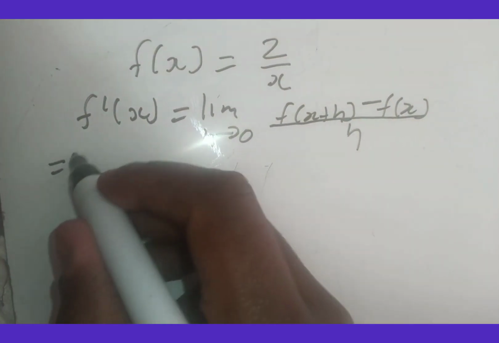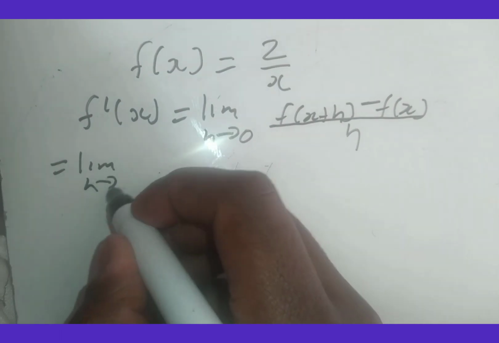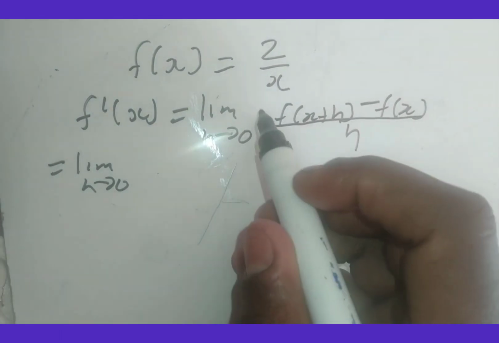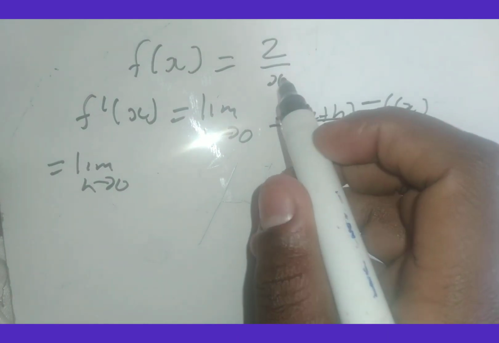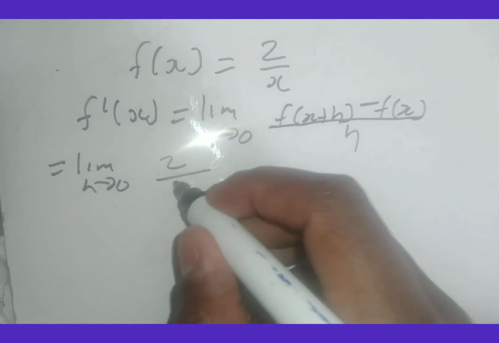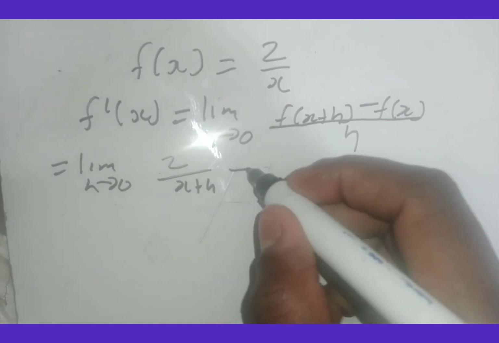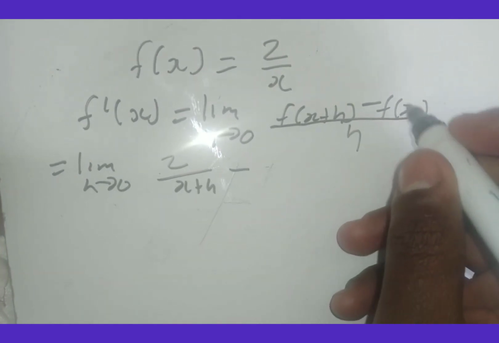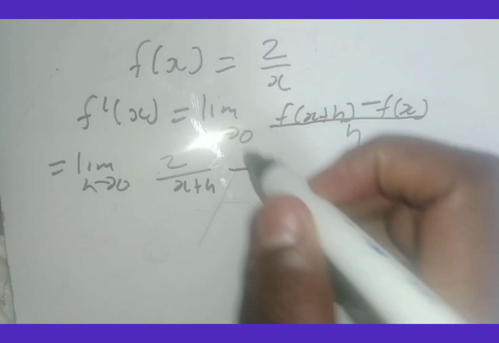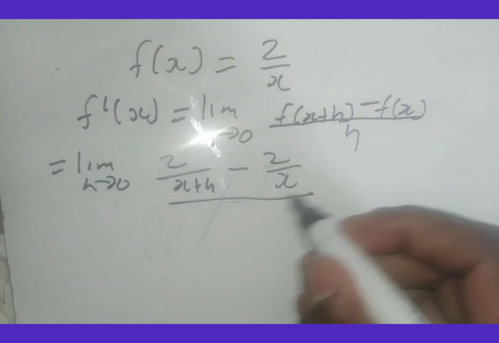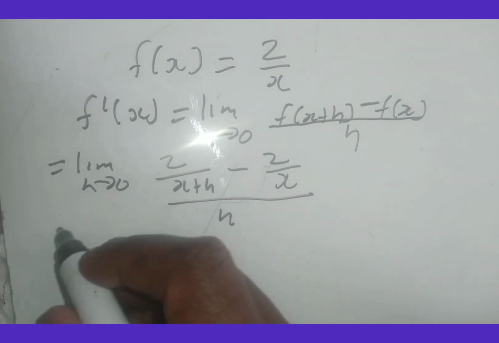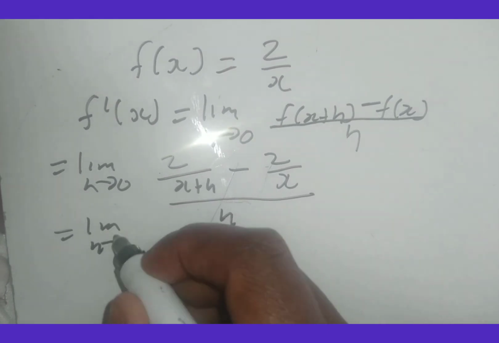So now we're going to have the limit as h tends towards 0. So let's start with the substitution. So this is f at x plus h, meaning that wherever we see x, we have to replace it with x plus h. So we're going to say 2 over x plus h minus, this is the normal equation, f at x, which is equal to that. So that's what we put without any manipulation, all over h. And then from here, the limit as h tends towards 0.